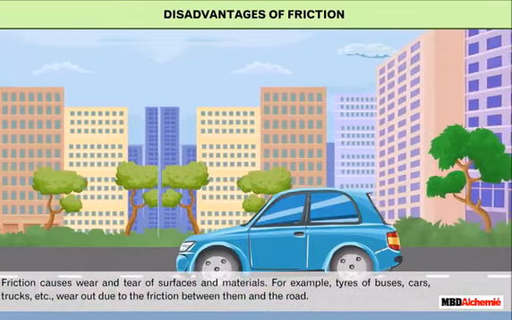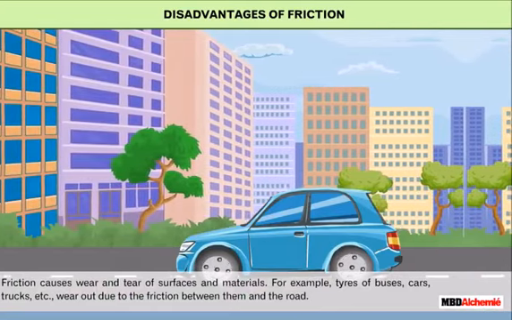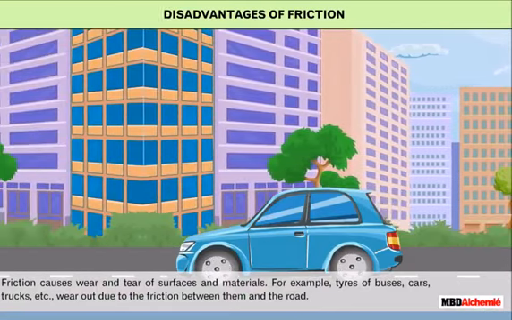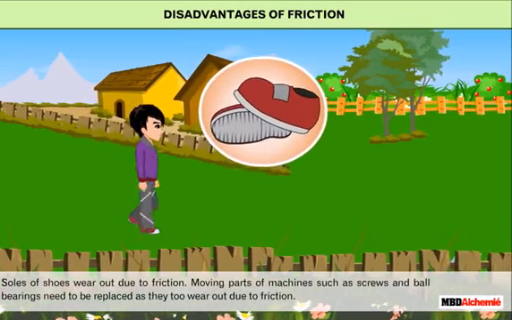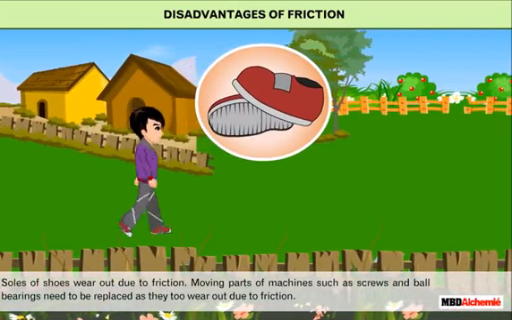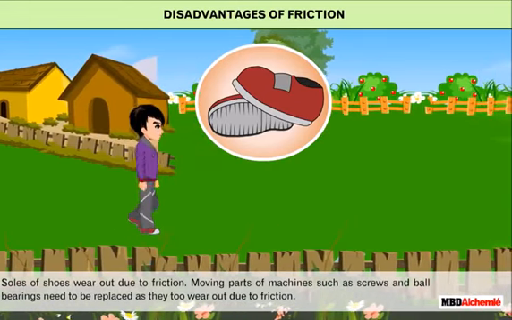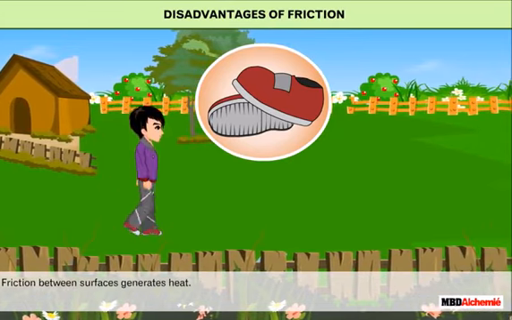Disadvantages of friction. Friction causes wear and tear of surfaces and materials. For example, tires of buses, cars, trucks, etc. wear out due to the friction between them and the road. Soles of shoes wear out due to friction. Moving parts of machines such as screws and ball bearings need to be replaced as they too wear out due to friction.